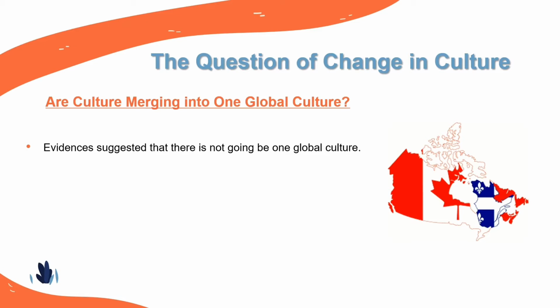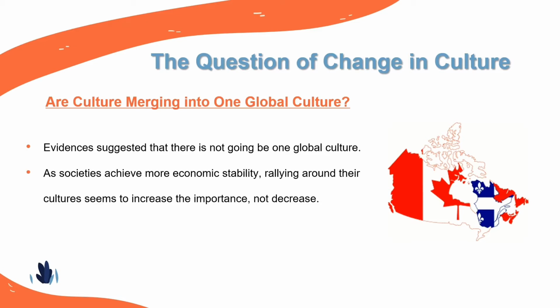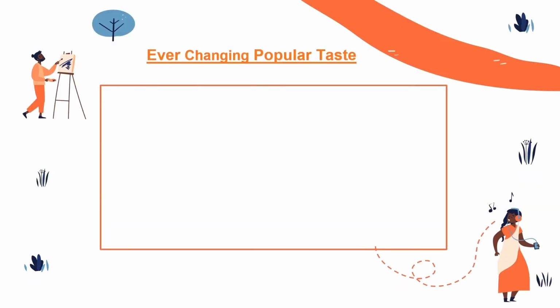So the main important point here is that as society achieves more economic stability, the importance of cultural value seems to increase rather than decrease, and the deep value of culture remains unchanged despite the global technology, the availability of the same consumer goods in many countries, and the changing taste. So another question regarding the change of culture is the ever-changing popular taste.